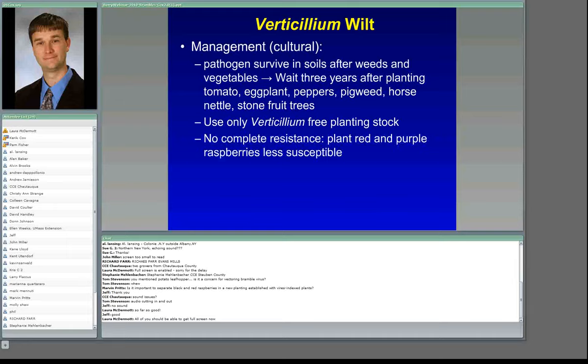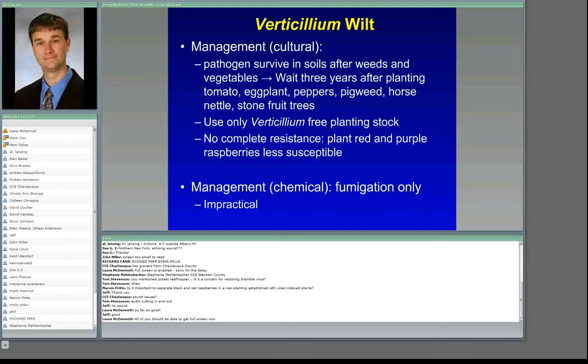You can fumigate, but fumigation has become impractical in recent years due to cost and many of the legislative guidelines under which it must occur. It's not something that's done that often, and it's something I believe that we should get away from doing for environmental concerns.